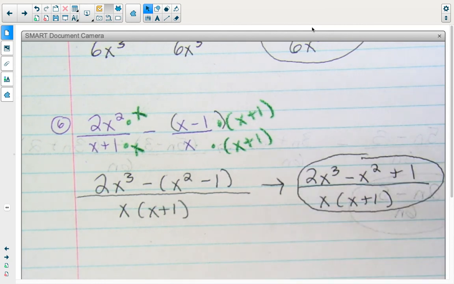So when you're adding and subtracting, your denominators have to be the same. Once you get them to be the same, you just add or subtract your numerators.